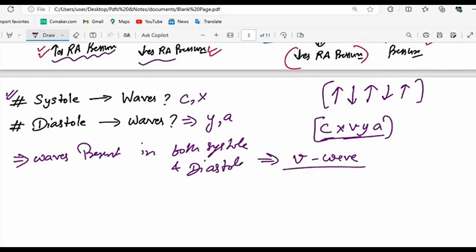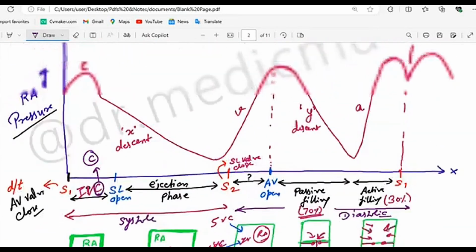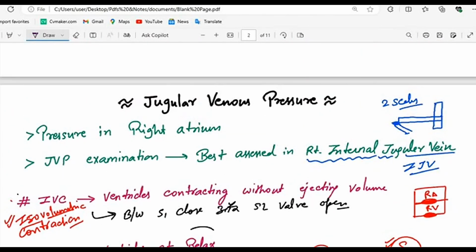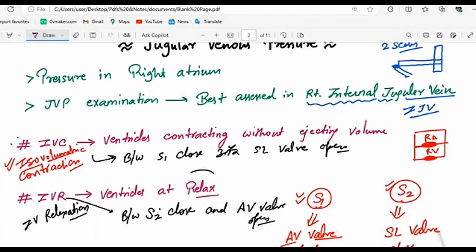So this is the JVP waveforms. Abnormalities of the JVP we will discuss in the next video, and I hope this video is helpful for you.